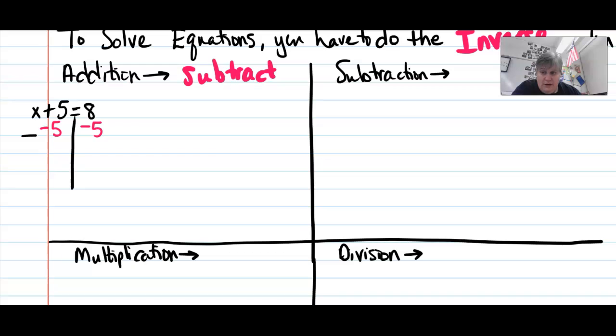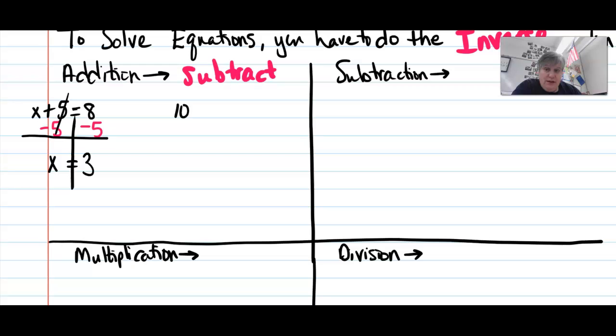Okay, so now here, 5 minus 5 is gone, and 8 minus 5 is 3. And so that's my answer. x is just 3. Again, I know that some of you were able to do that without this step, but you need to know these steps.